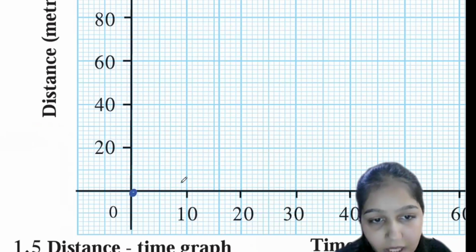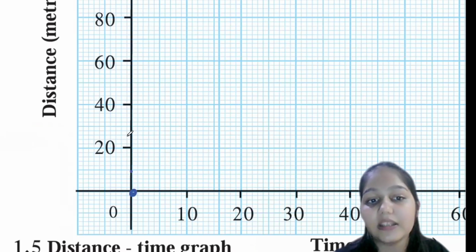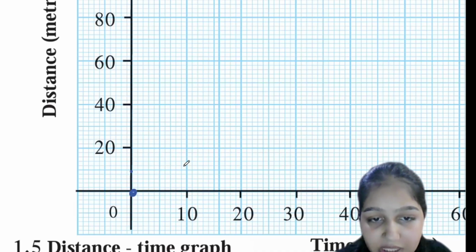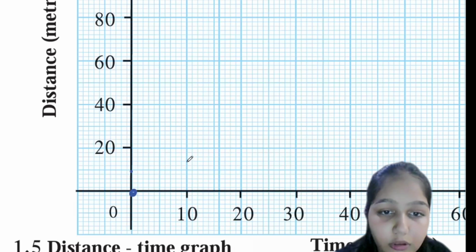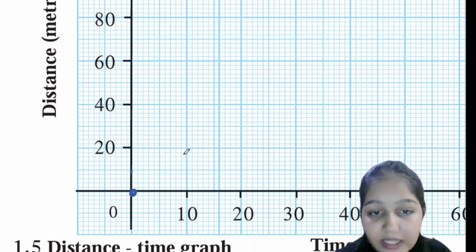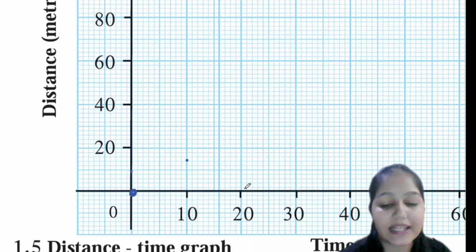So here it will be 2, 4, 6, 8, 10. This is 10. Then this is 20, 30, 40. So each line represents 20, but here we have to mark 15. So here what will we do? After this 10, we have to go 2, 4 and 6. In between 4 and 6, we will mark. Are you understanding? I hope you are understanding.